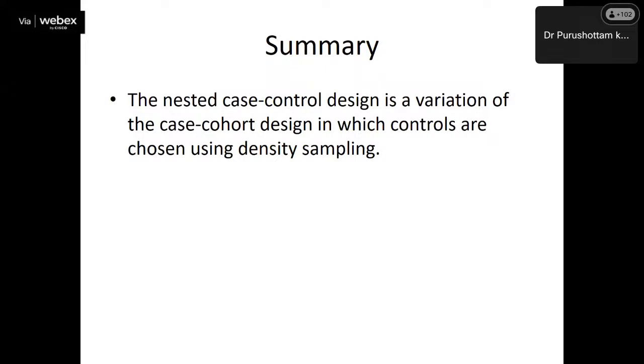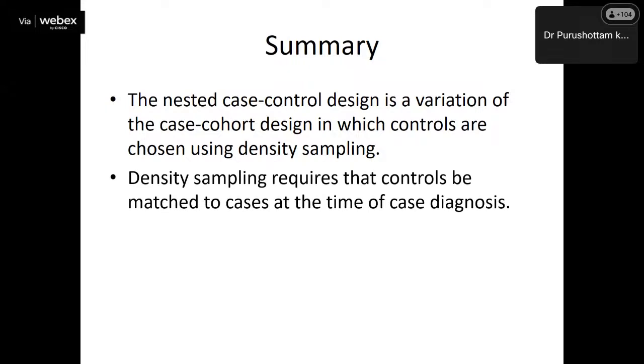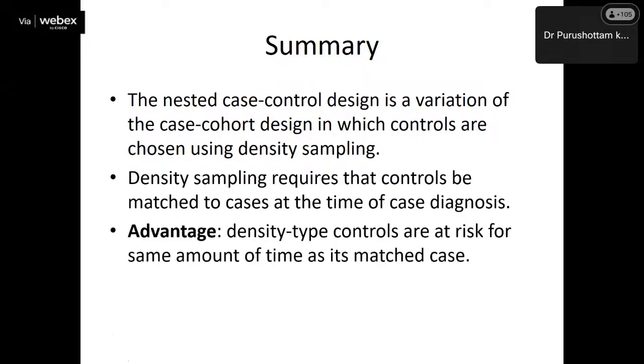So when we want to summarize, what is nested case control? So in summary, the nested case control design is a variation of case cohort design in which controls are chosen using density sampling. अभी देखेंगे हम लोग आगे, in case cohort we are not taking one by one sample, taking the control as a sub cohort. Second, density sampling requires that controls be matched to cases at the time of case diagnosis. When the first case is diagnosed, we have to take the corresponding control.